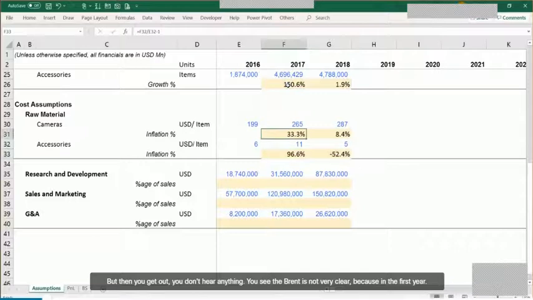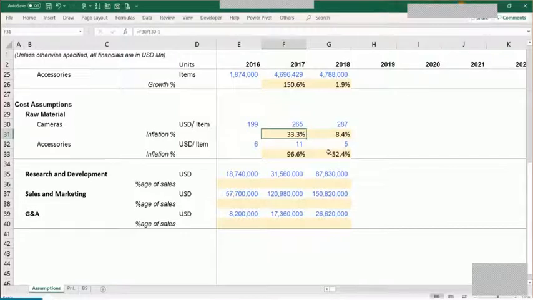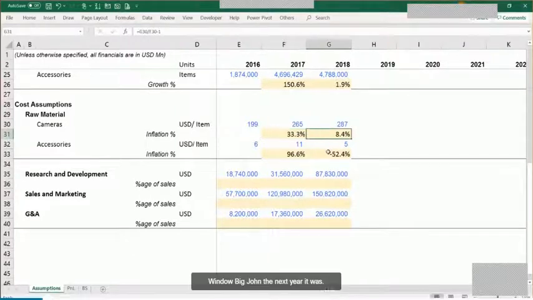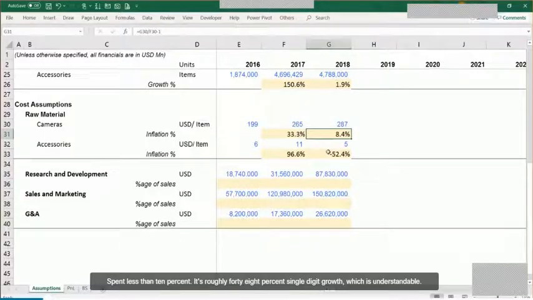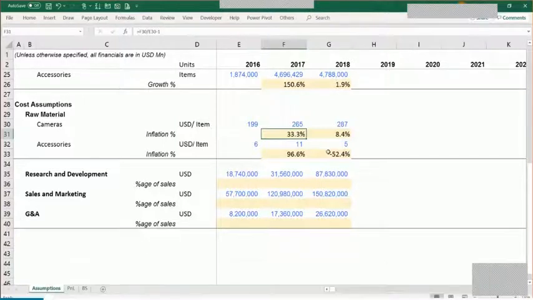If you see, the trend is not very clear, because in the first year 2017 the cameras raw material increased by roughly 33%. It's quite a big jump, but in the next year it was pretty much consistent, less than 10%. It's roughly 8%, a single digit growth, which is understandable, but this 33% is pretty huge, right? There could be a possibility that there were some increases because of certain market pressures, because of which the company's cost went up drastically.